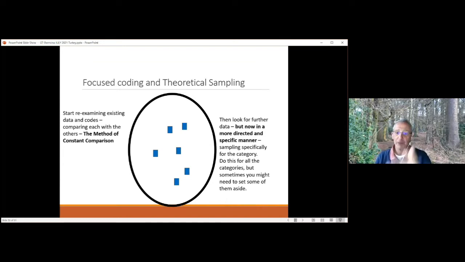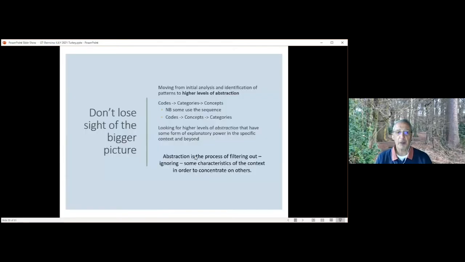So you've got here some initial data points, if you like, from your earlier work. And what you do is you add some more. Okay. And you do some more because you're now focusing in that area. You're asking much more directed questions. You're trying to get some justification for the abstraction, the concept, the theory that you are developing. Okay. And as you're doing this, don't lose sight of what's going on.